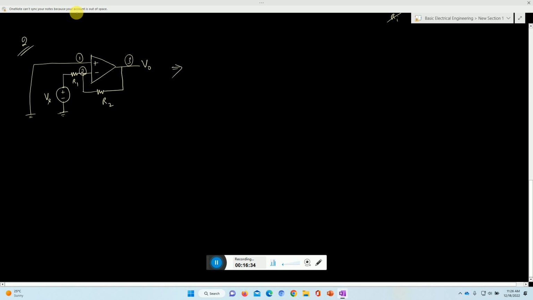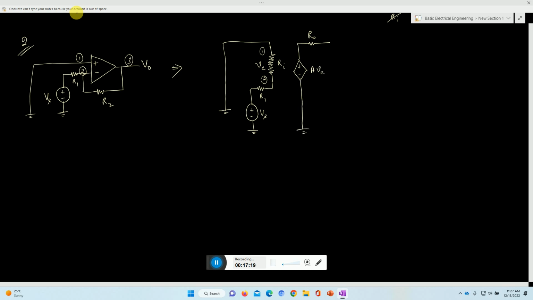This circuit can be redrawn with Ri as a very high resistance. We have this terminal 1 and 2, and this is VE, and this terminal is grounded. Terminal 1, 2 is connected with resistance R1, and then with the plus-minus Vs source, and this side is grounded. On the other side we have R0 and a dependent source, that is AVE, and this one is also grounded. R2 is there, and now this is V0 with respect to the ground, with plus and minus, and this is your R2.